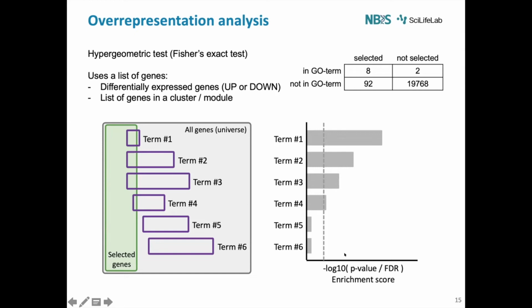And this is basically what you will see in your analysis. So it's a log10 of the p-value or the false discovery rate, or some enrichment score that every tool has a different one. And then you can set a cutoff here, my p-value below 0.05 or so on. Do you have any questions at this point or about this enrichment?